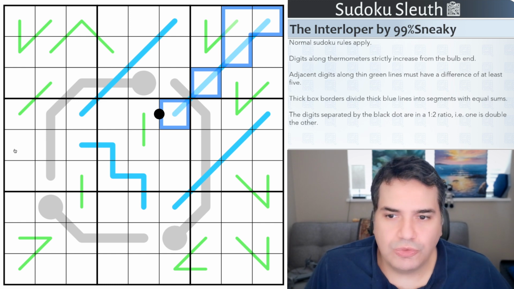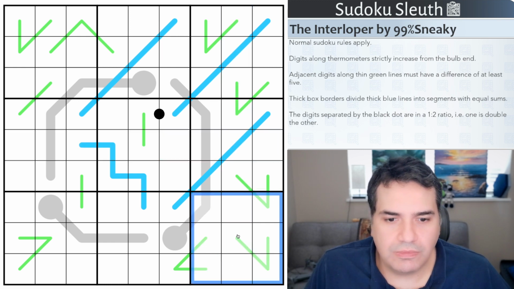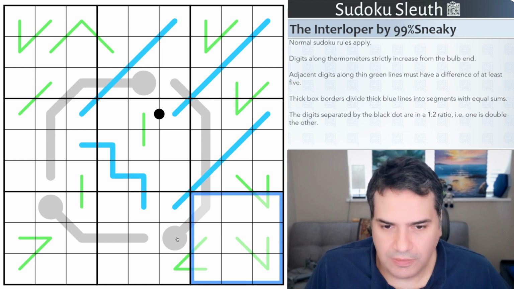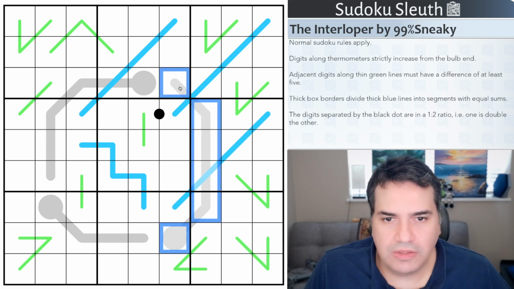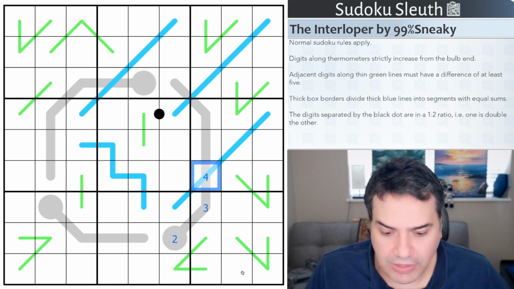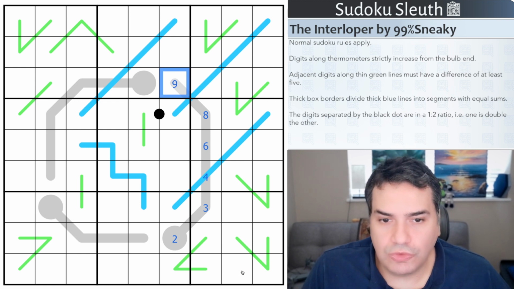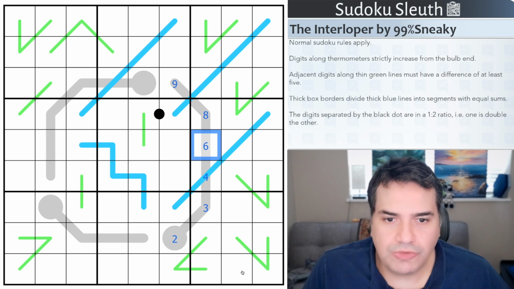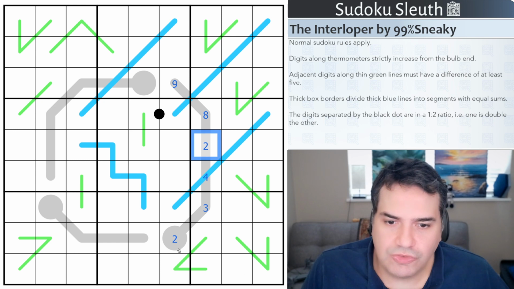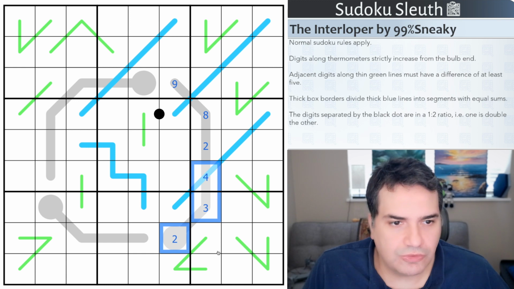Rule sets. Normal Sudoku rules apply. That means place the digits 1 to 9 once each in every row, in every column, and in every 3x3 box. Then we have digits along thermometers strictly increase from the bulb end. So imagine that this grey line here is indeed a thermometer. That is the bulb end. You need to increase from the bulb end. It doesn't have to be consecutive like I've been doing, so this would be a totally valid pencil marking. What I couldn't do though is, just as with physical thermometers, as the numbers increase, I can't go back and actually decrease it and do something like this. That is no longer a valid thermometer pencil mark, with the 2 being a decrease of the previous digits.